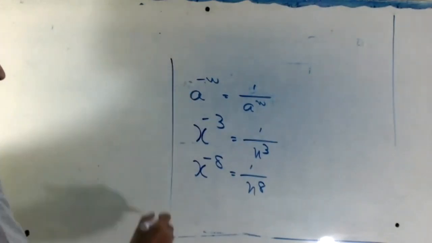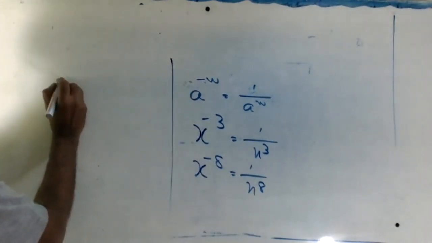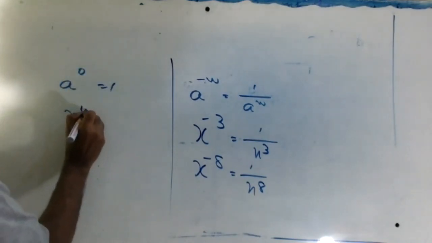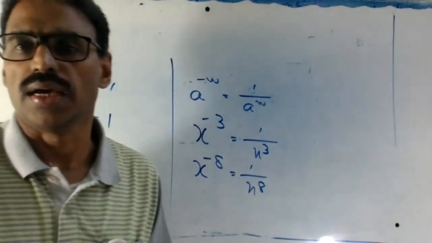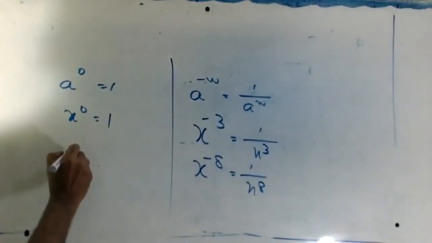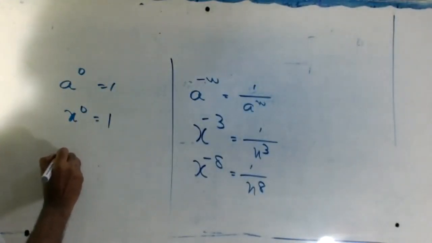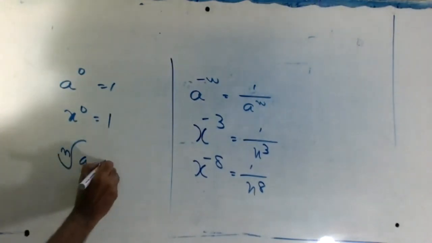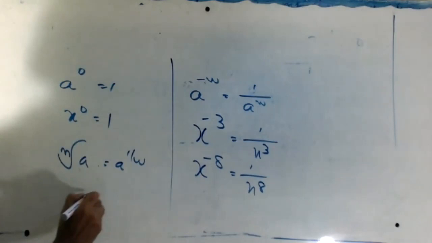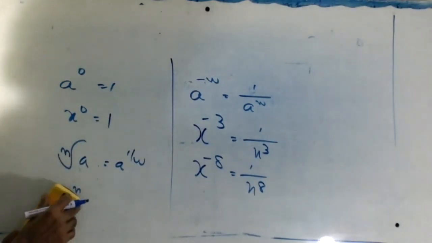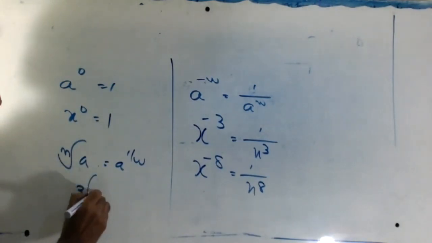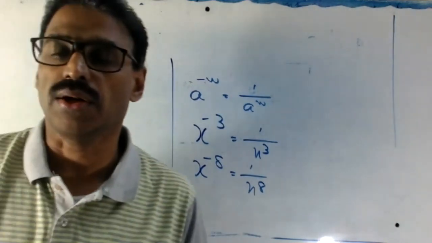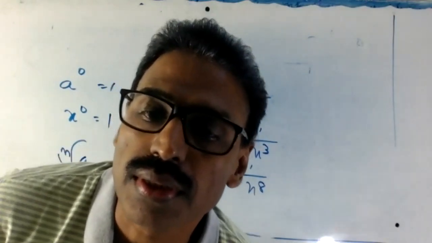Then what will it? Okay, a raised to 0, 1. X raised to 0, something raised to 0 is 1. Then what? Nth root of a. This is a new one. Nth root of a is a raised to 1 by n. Third, cube root of 10, we can write 10 raised to 1 by 3, like that. Now clear all, right? Okay.